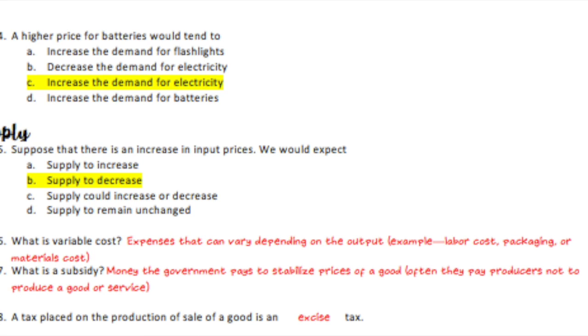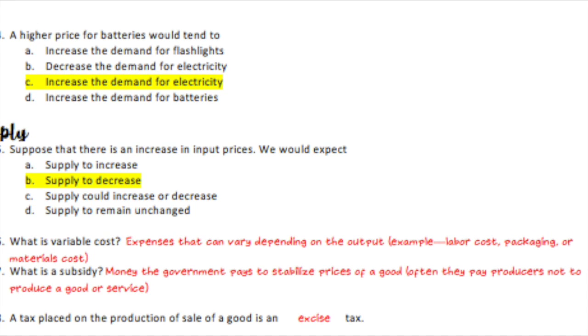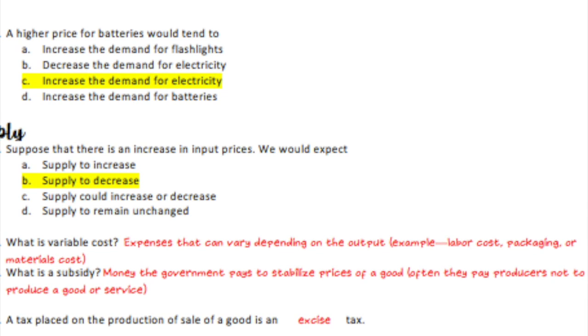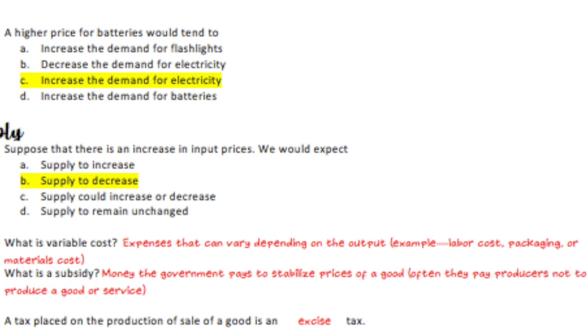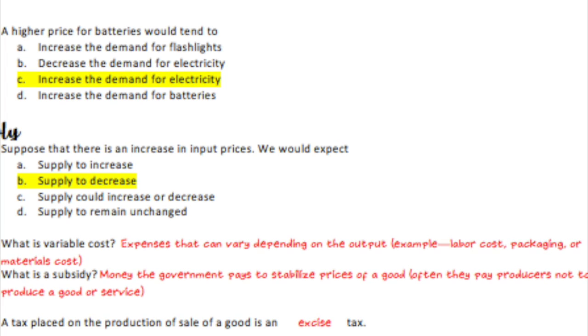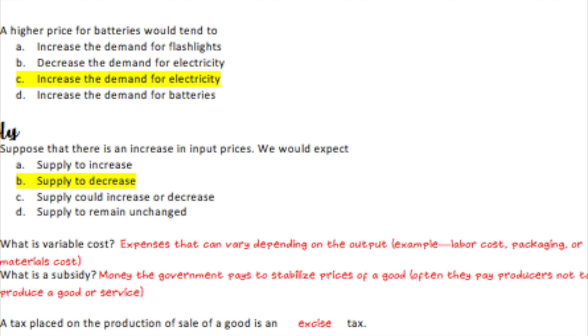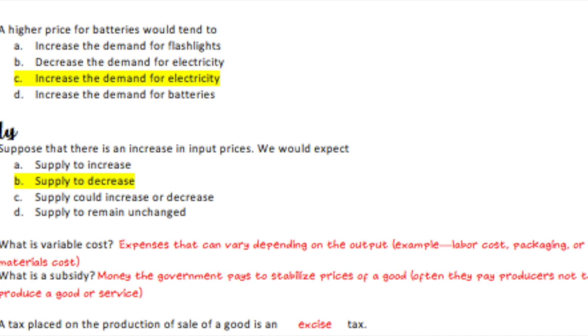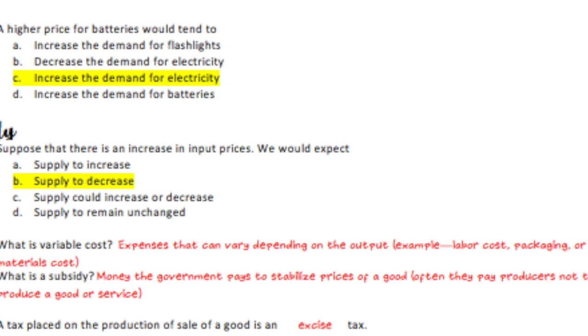Number 18, a tax based on the production of a sale or good is called an excise tax. Remember, we talked about alcohol and cigarettes in class and how the government doesn't want you to do those things. So they place a tax on them to discourage you from buying them. And then number 19, other things equal, when the price of the good rises, the quantity supplied of that good also rises. That is the law of supply.